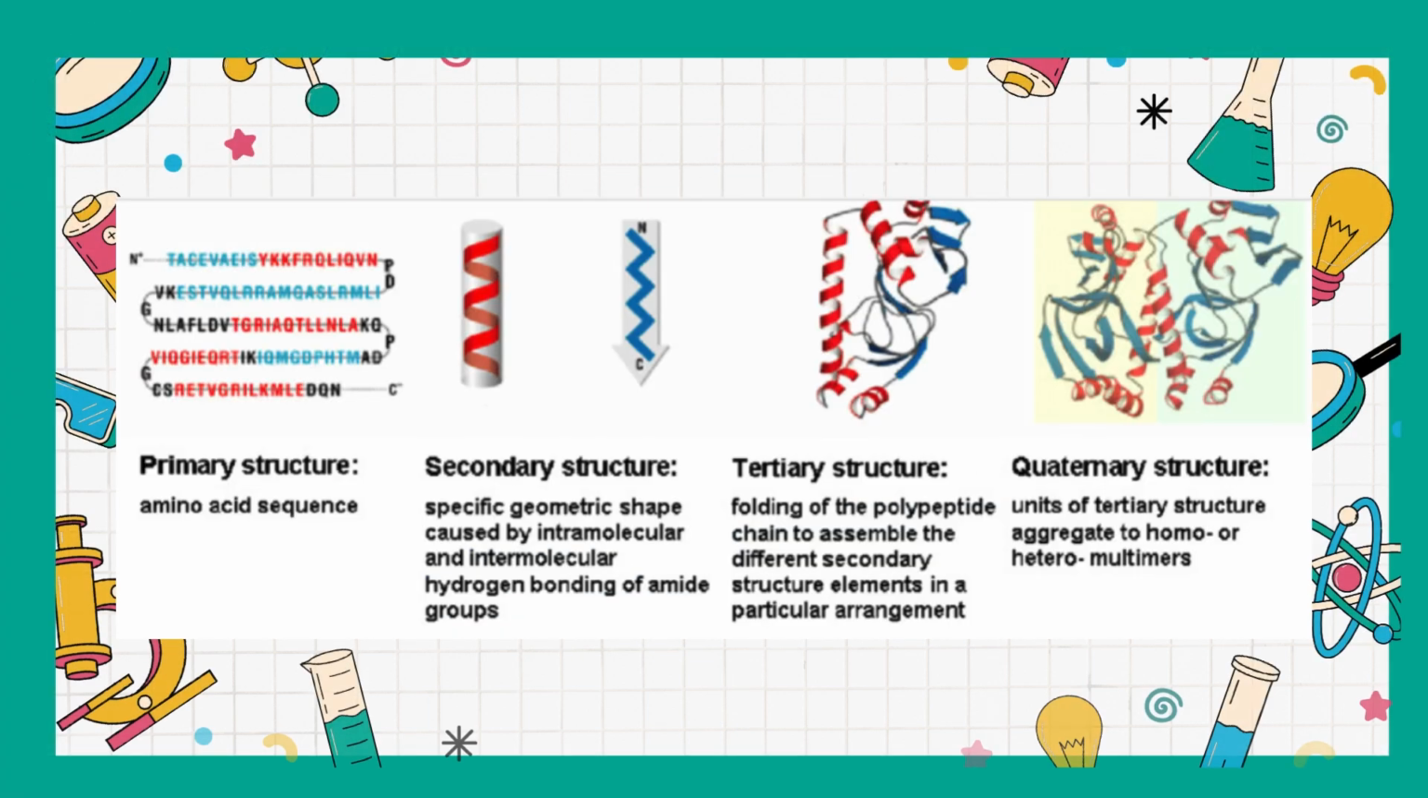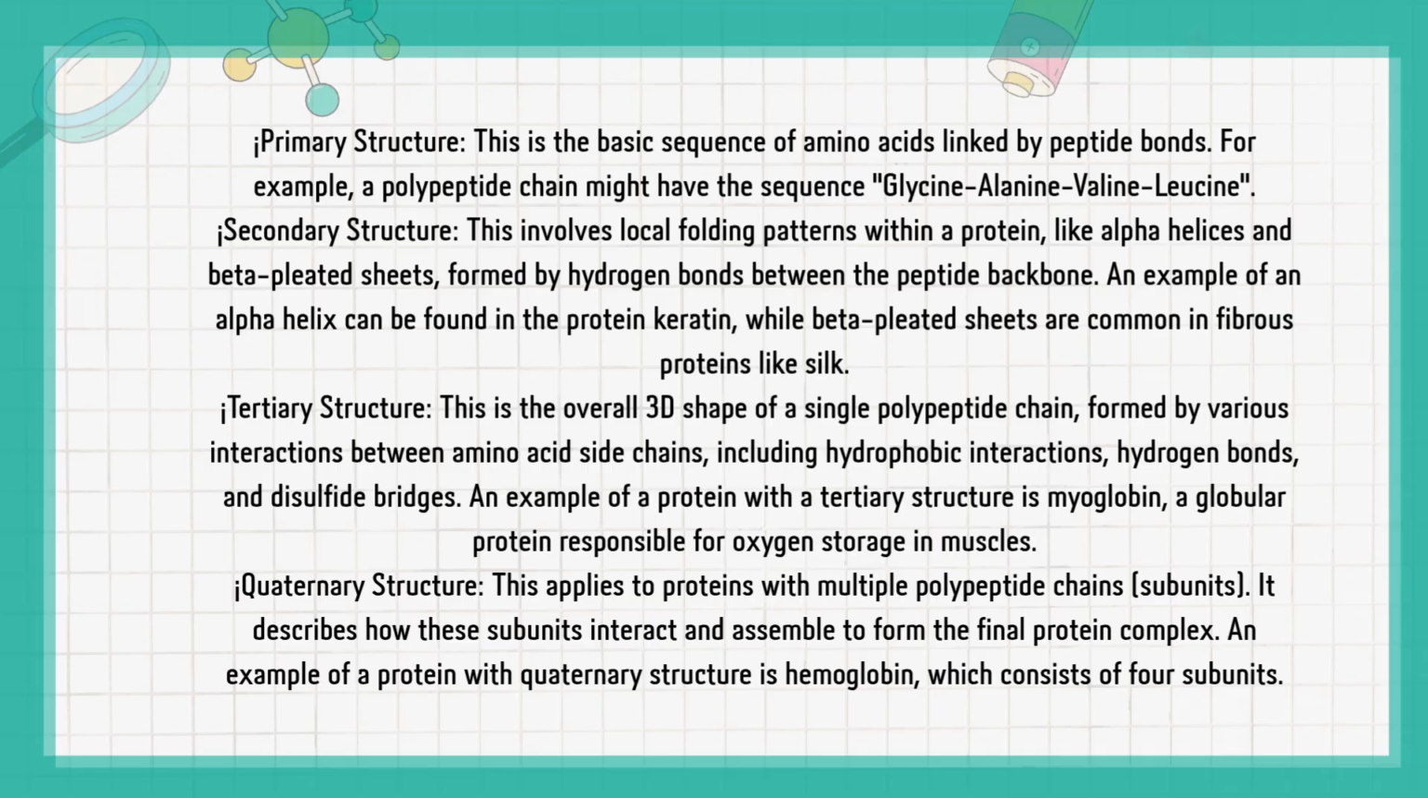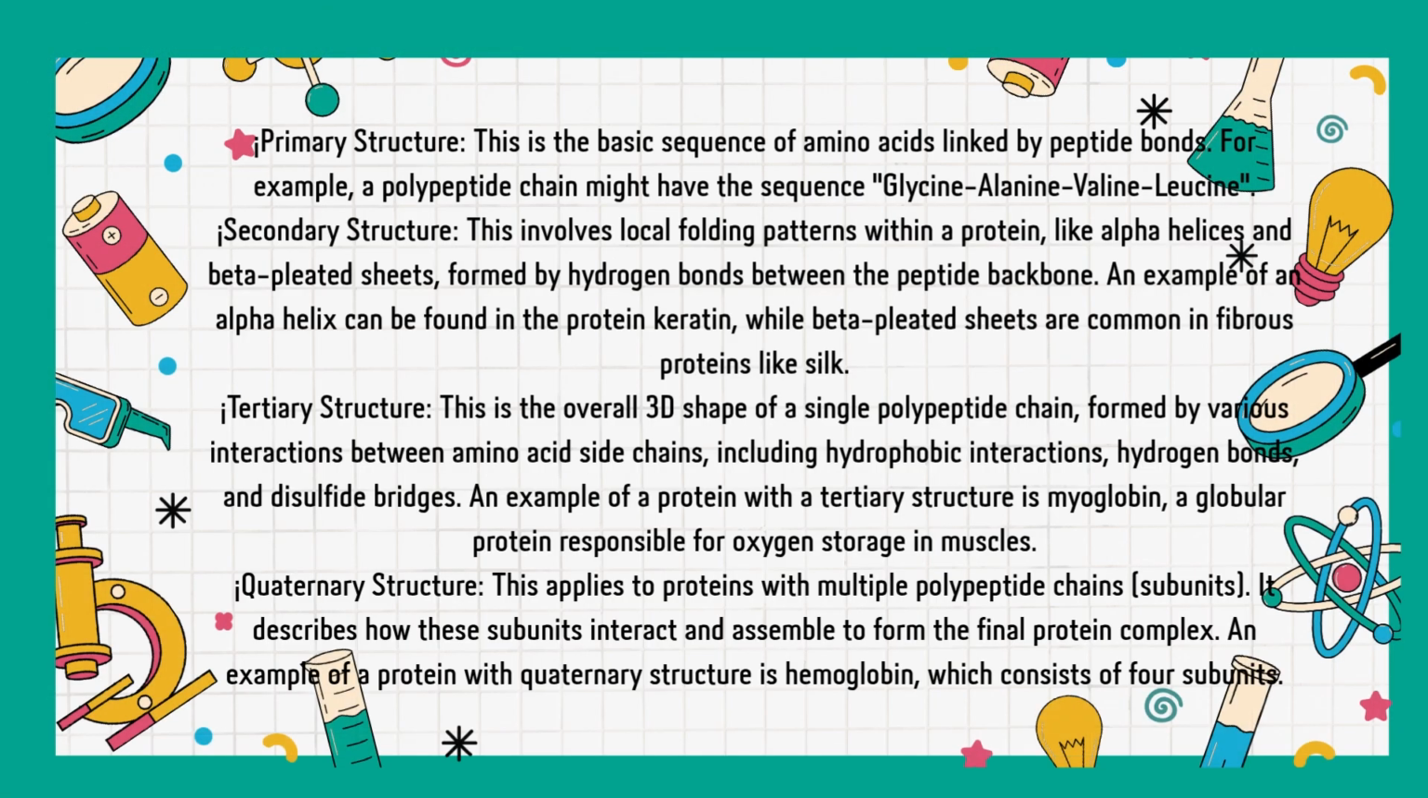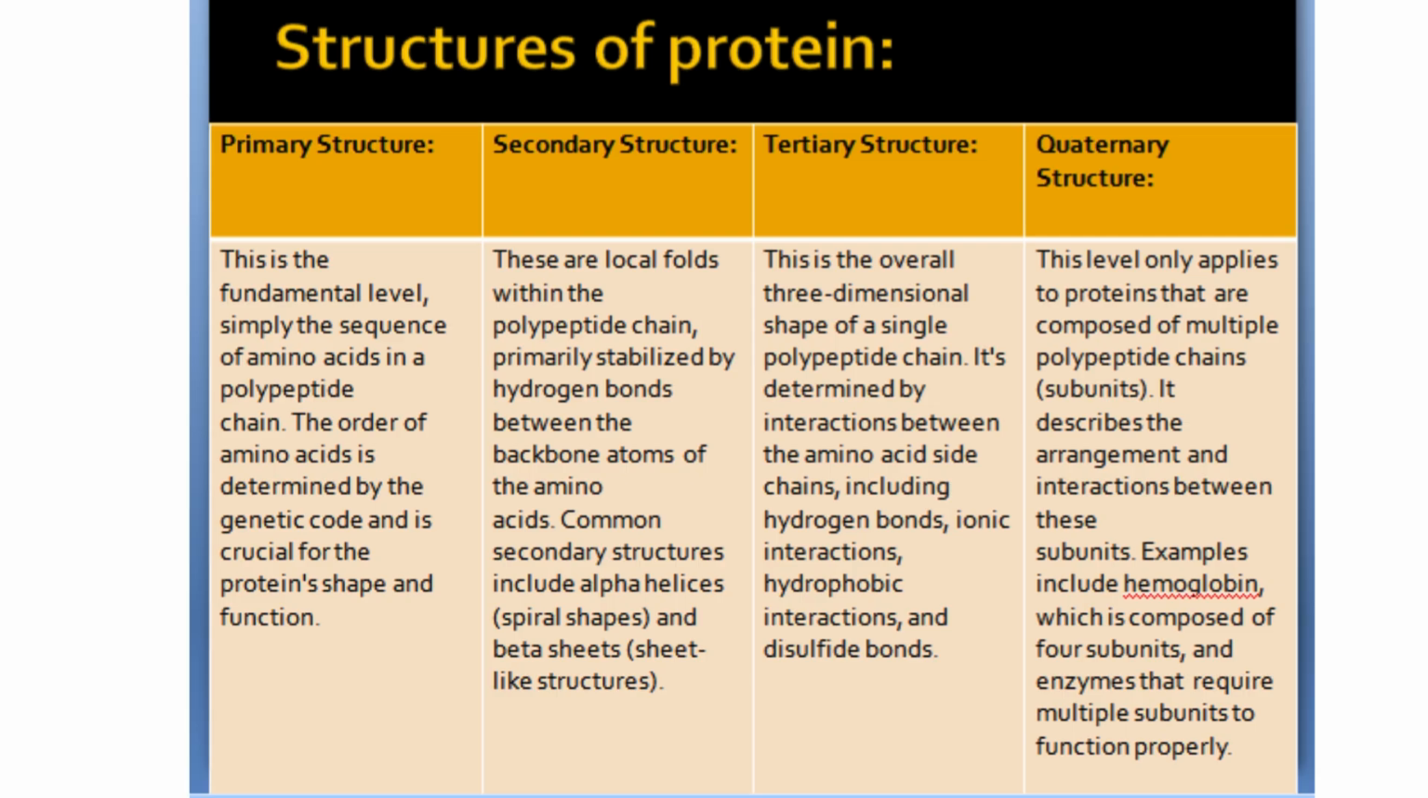Examples are hemoglobin, a tetrameric protein in red blood cells that binds and transports oxygen cooperatively. Tetrameric means it is made up of 4 polypeptide chains, 2 alpha and 2 beta chains. DNA polymerase has multiple subunits working together for DNA replication. Antibodies are composed of 2 heavy and 2 light chains for antigen recognition.